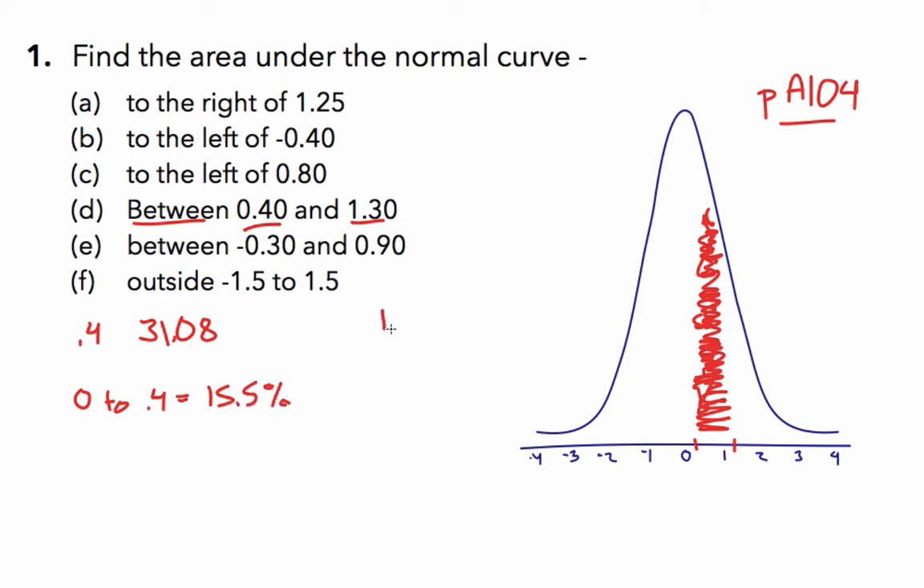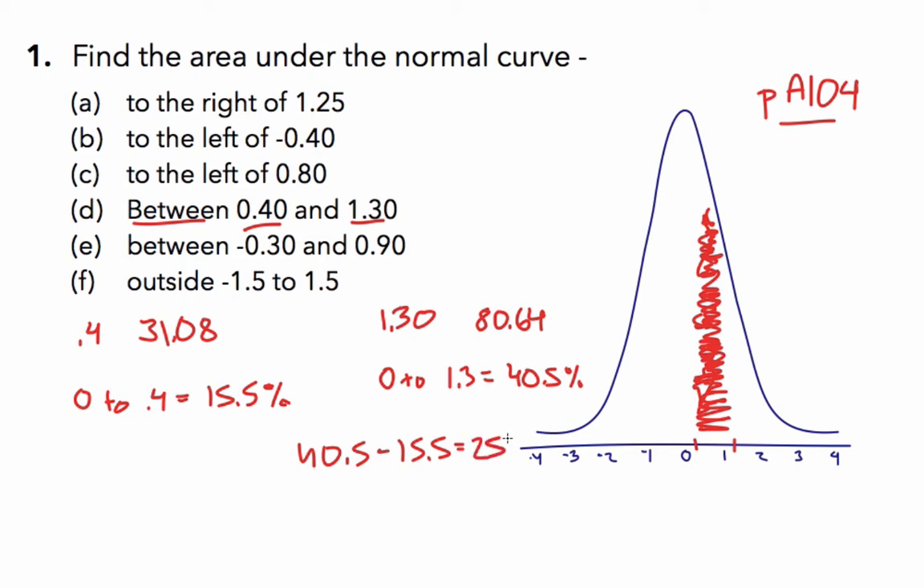The same logic applies to our upper bound here. The value associated with 1.3 is 80.64, but again, we only want half of that area, which comes out to be 40.5%. Remember that this covers the area from 0 to positive 1.3, so we need to subtract the portion of the area covered by 0 to 0.4 from that to get the area we're looking for. And this comes out to 25%.